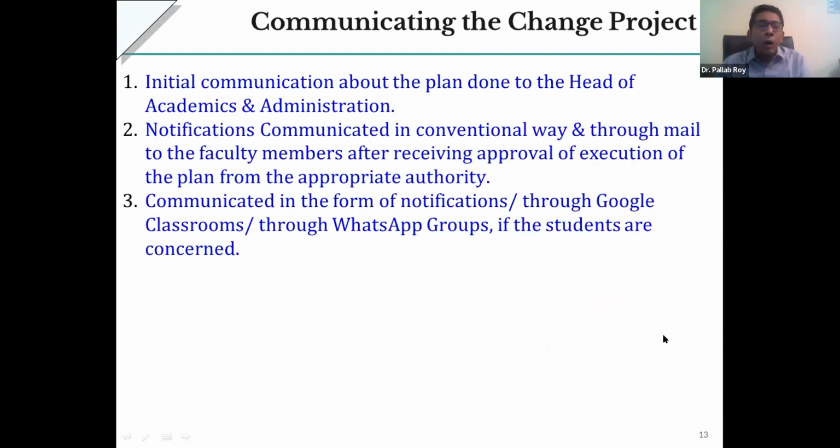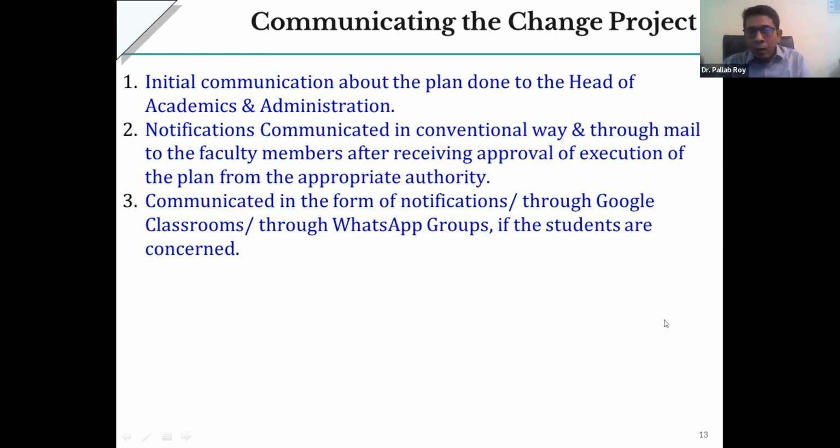So, communication: how I communicated. The initial communication about this project was personally to the head of the academics as well as the head of the administration. I went there, talked to them, and made them understand why this project and what I am trying to do. Then some notifications were communicated in a very conventional way, maybe in printed form, sometimes in the form of a mail to all the faculty members and all the departments, after I received the approval of execution of my plan from the highest, or you can say the appropriate, authority.